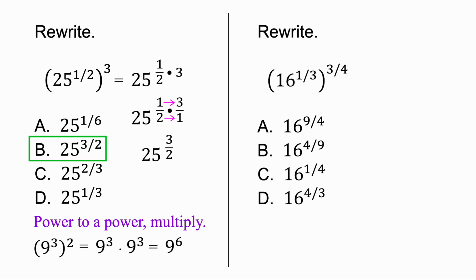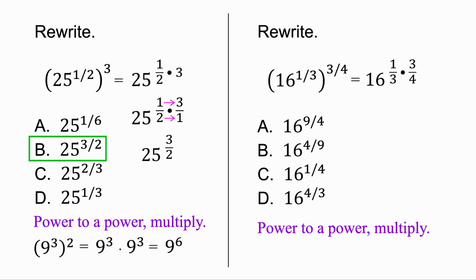Same thing as B. Okay, once again, we've got a power to a power. We're going to go ahead and multiply. Let's rewrite it here. We've got 1/3 times 3/4. From here, just go ahead and multiply straight across since they're both fractions already. That'll give us 3 over 12. But this can simplify because 3 goes into itself 1 time, 3 goes into 12 4 times. In other words, 1/4 is the new power. 16 to the 1/4, same thing as C.